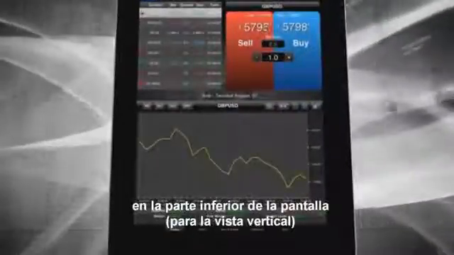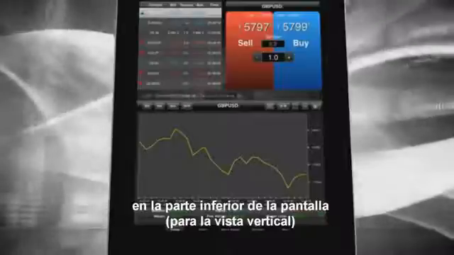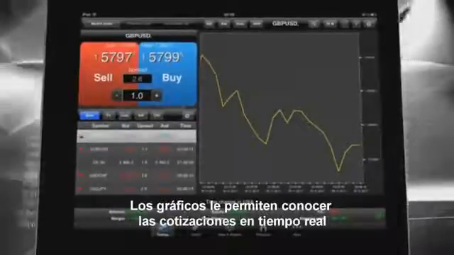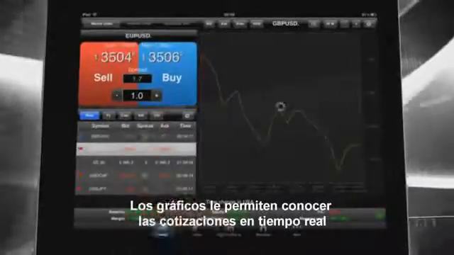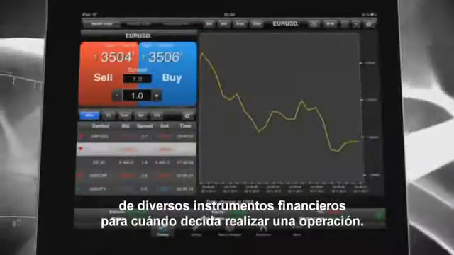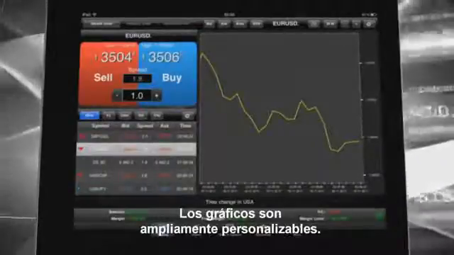Charts can be found in the Trading module, where they are represented at the bottom of the screen for vertical view, or on the right side for horizontal view. Charts allow you to monitor live prices for selected financial instruments to decide when to perform a trade. You can customize the chart.